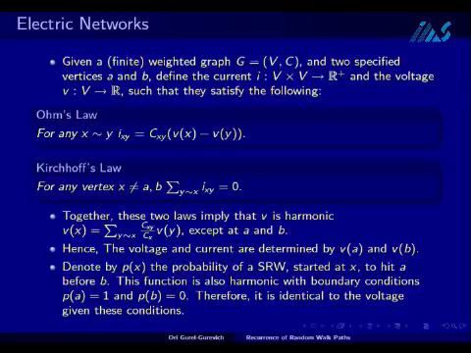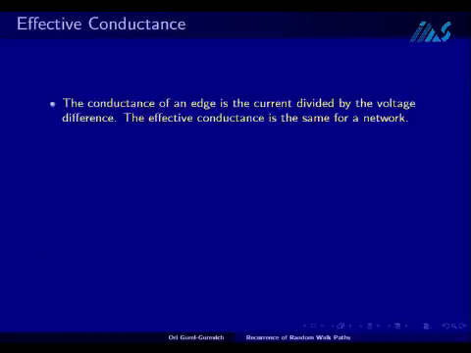So this is also a harmonic function, because the probability when I start here is exactly the average among the places that I'm going to be at the next time step. So this is exactly the same equation, and since it's determined by V_A and V_B, here we have P of A equals 1 and P of B equals 0. So this is exactly the voltage. Okay, so this is the basic connection between an electric network and random walks. Okay, so now what is the effective conductance?